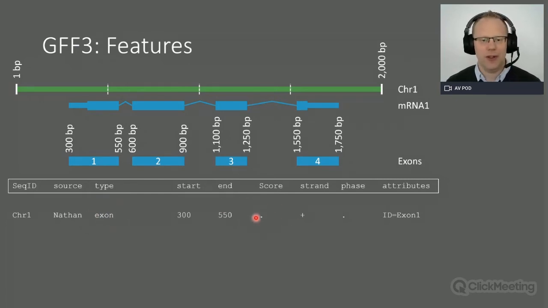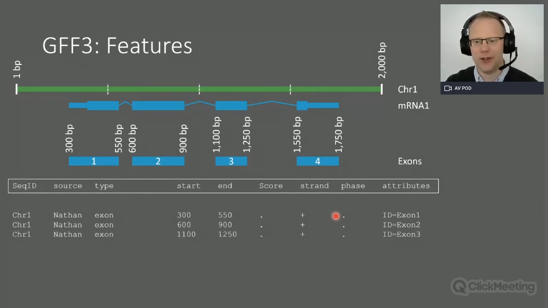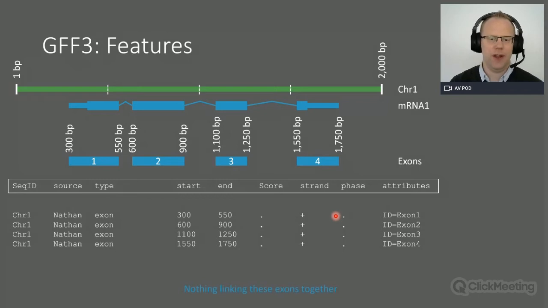Score is not relevant for this type of feature, so it just gets a dot, and the same for phase, just a dot. And we can do this for the remaining exons, and you'll notice the identifier of the exons in the attributes column is unique. Now at this point, there's nothing that links these exons together. They're just 4 different ranges in chromosome 1. There's nothing that links them together in any way at this point.